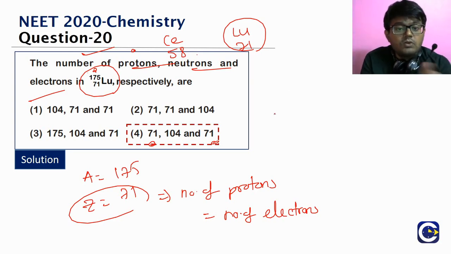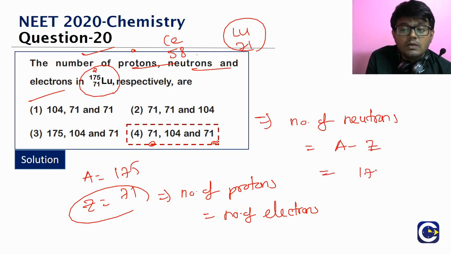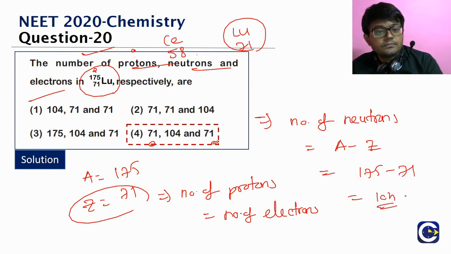Okay, but if you want to get the neutrons also, how do you get the neutrons? The number of neutrons will be equal to A minus Z, mass number minus atomic number, right? A is 175, minus 71. What is it going to be? 104. That will be the number of neutrons.